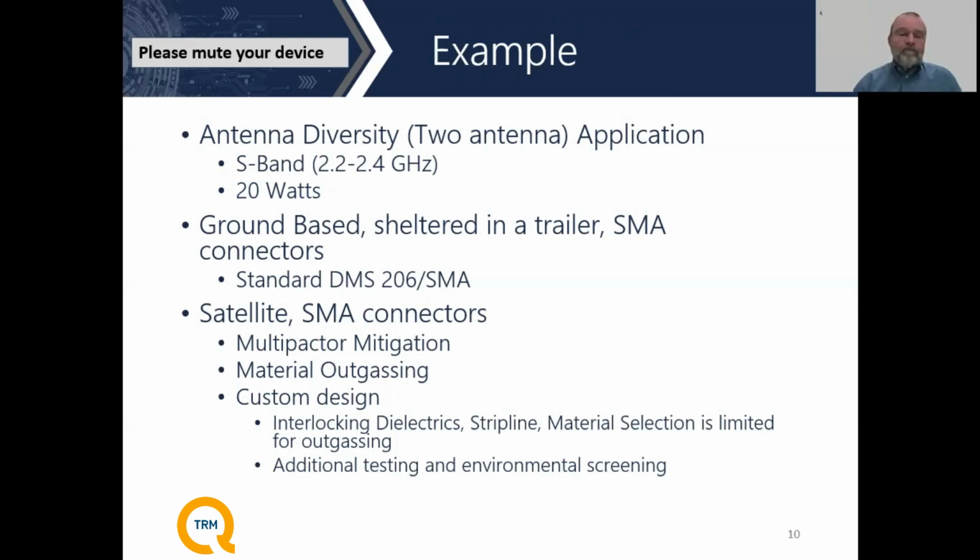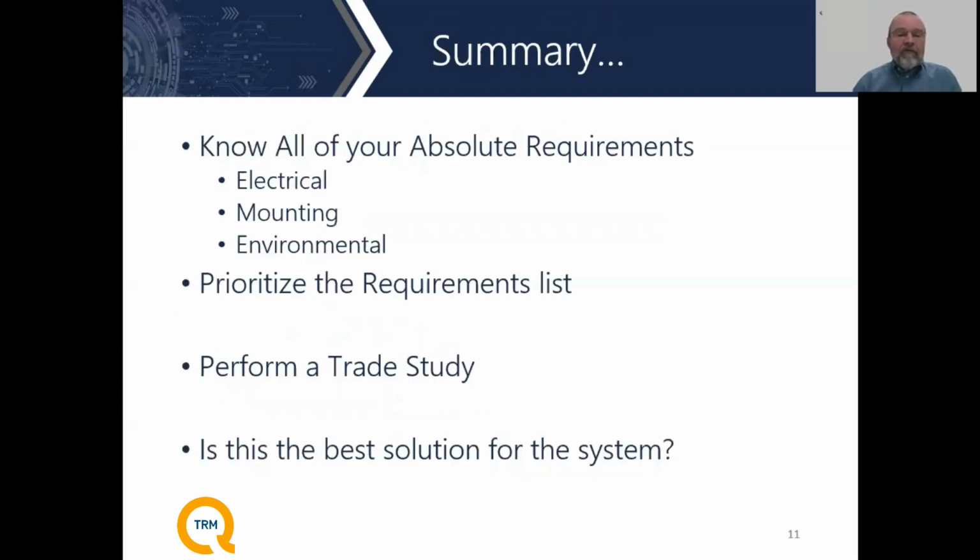Wow, lots of good information as always. How about summarizing, Shaun? Sure. So, at a high level, first of all, we need to know the requirements. We need to know exactly what the system needs to do electrically, how you're going to mount it, what the environment's going to be.